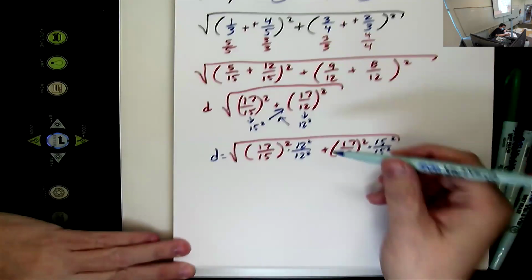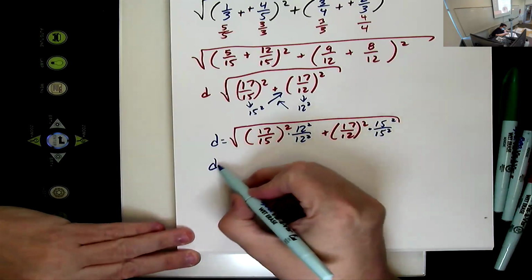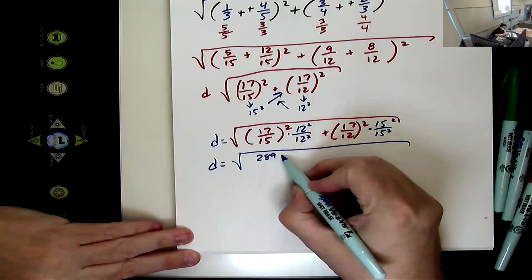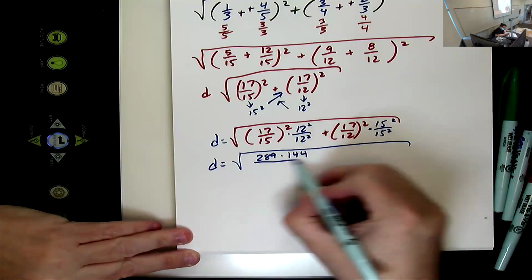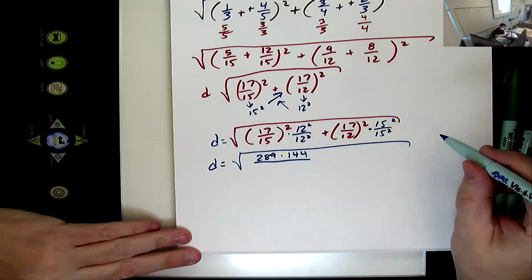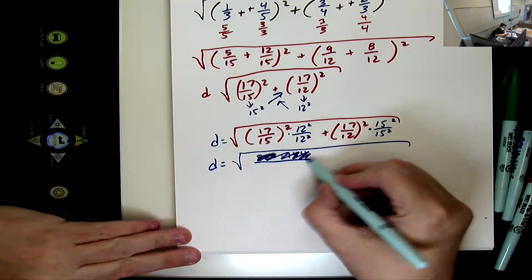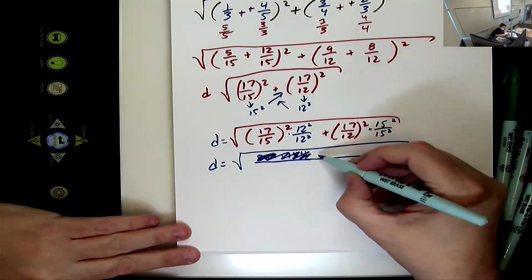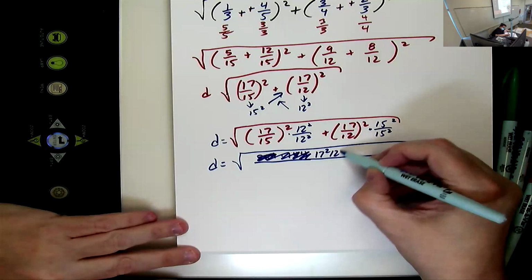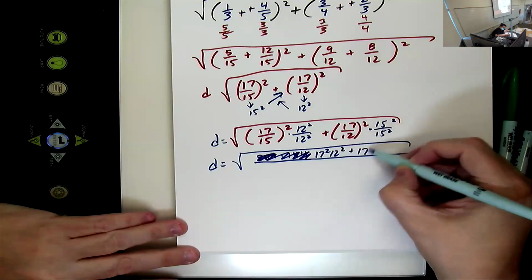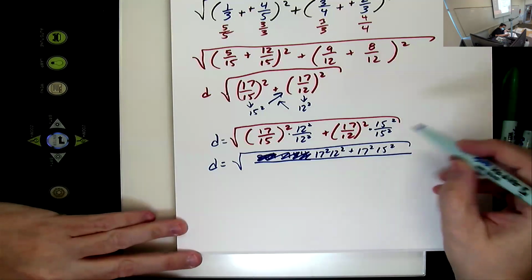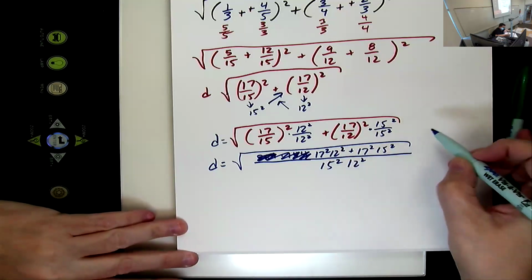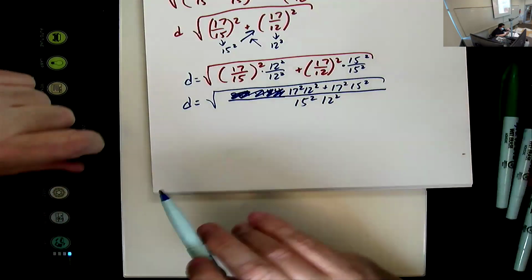I think that, okay, so 17 squared is 289. And 12 squared is 144. I don't know what all these are gonna be. Maybe I should leave that alone. We just got one big denominator now. And I've got 17 squared, 12 squared, plus 17 squared, 15 squared, over 15 squared, 12 squared. That's actually a good idea here. We can actually save ourselves a lot of work.